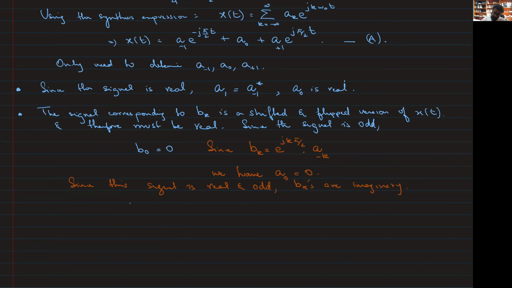Since BK equals e raised to power j k pi by 2 times A minus k, this implies that B1 equals e raised to power j pi by 2 times A minus 1. And what is e raised to power j pi by 2?